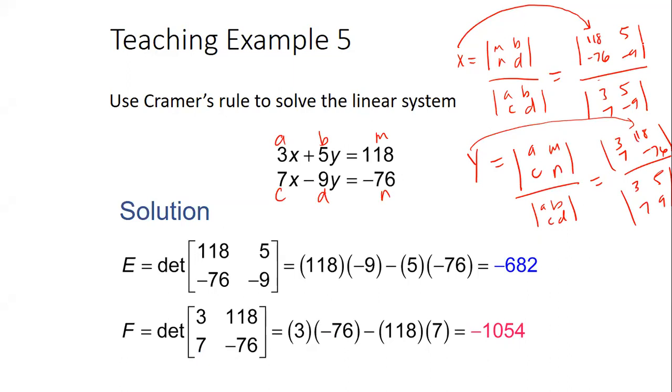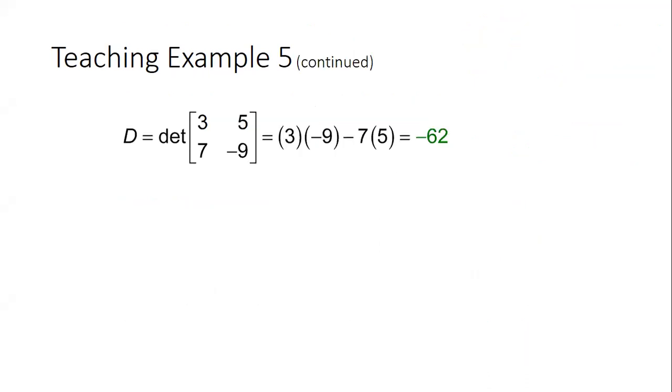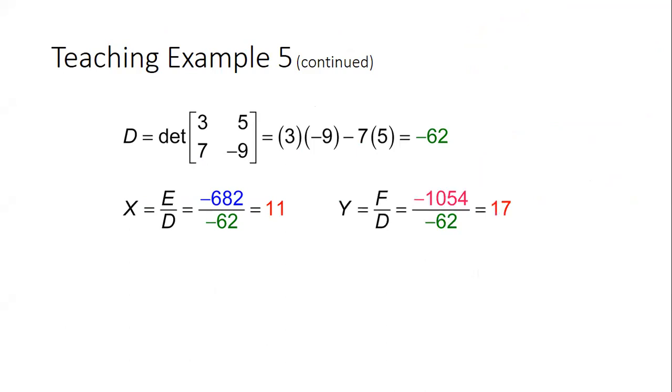So the numerator here equaled negative 682. The numerator here equals negative 1054. I did not leave myself enough room. And now I'm going to find their denominator, D for denominator. And the denominator is the same for both, and we get negative 62. So when I write it out, I have my X equals, my Y equals, so therefore my solution is 11, 17. Without elimination, without substitution, it's just the last and final way of finding this. Because you're finding X and Y for where they are going to intersect.